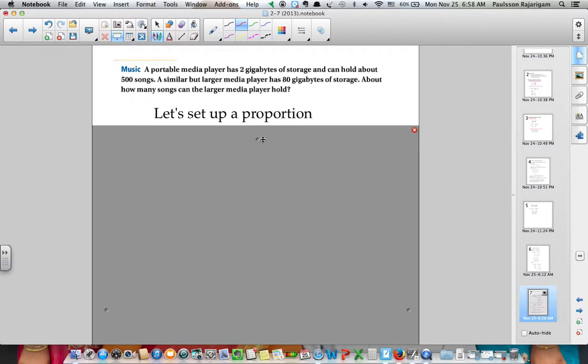So let's set up a proportion. Now, in a proportion, there are 4 spots to fill. Okay, and we know 3 out of those 4 spots. We know one has 2 gigabytes and the other one has 80 gigabytes. And the one that has 2 gigabytes has 500 songs, and we don't know what the other one's going to hold. Well, that's what you're trying to find.